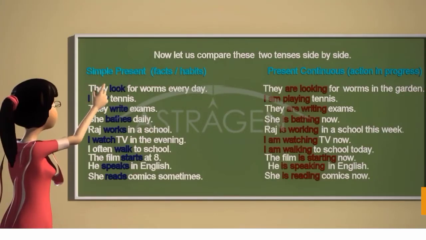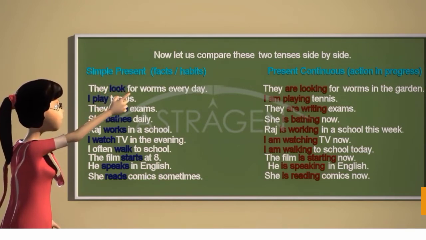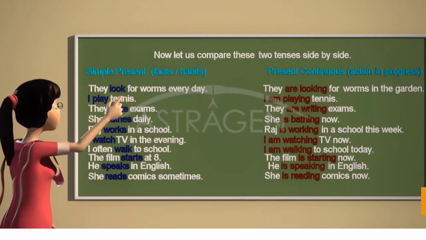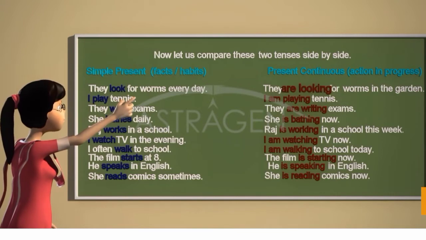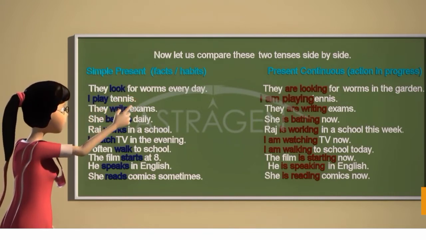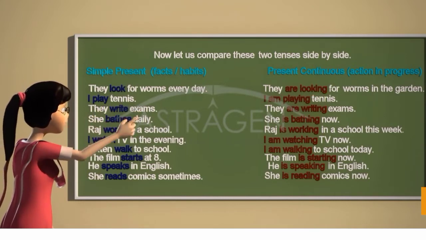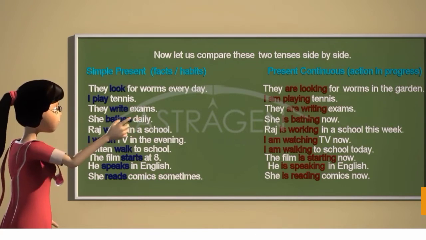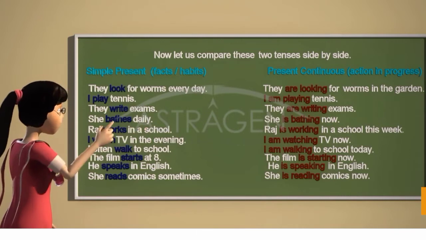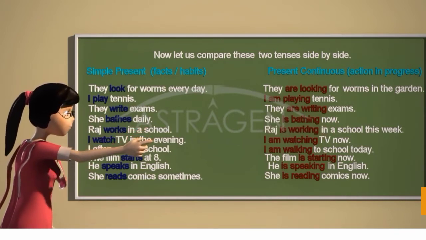Simple present, facts or habits. Present continuous, action in progress. They look for worms every day. They are looking for worms in the garden. I play tennis. I am playing tennis. They write exams. They are writing exams. She bathes daily. She is bathing now. Raj works in a school. Raj is working in a school this week.